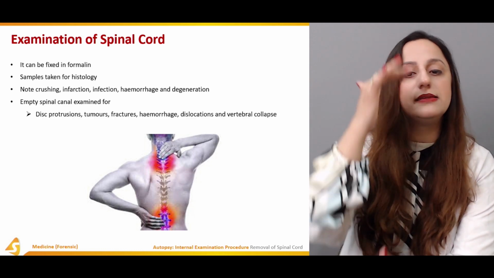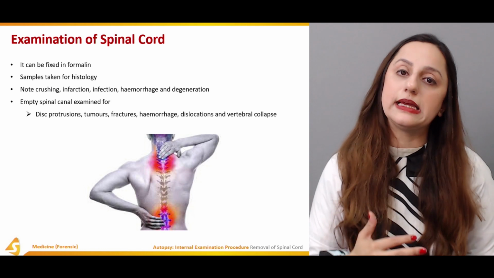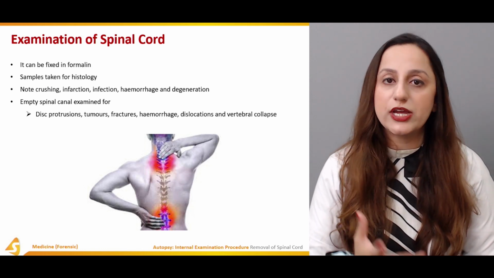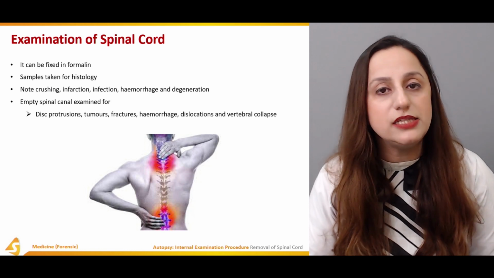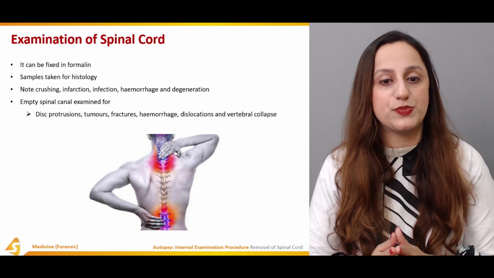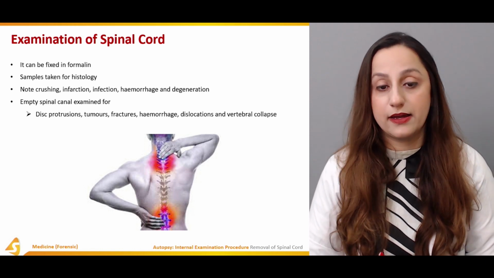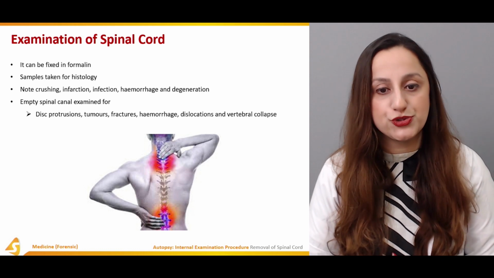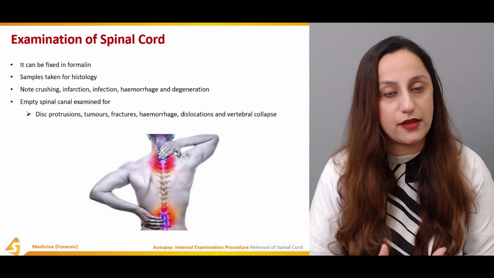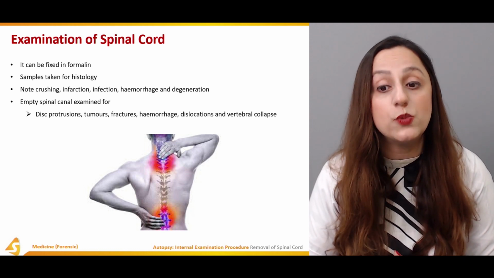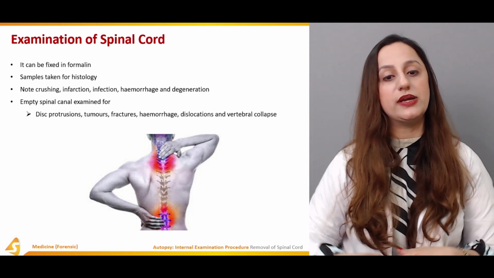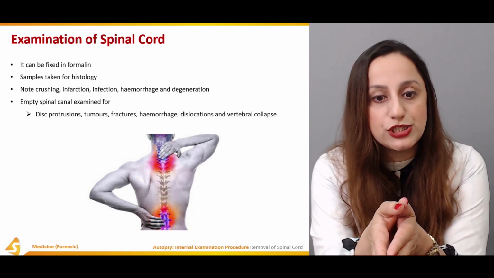Now, the crushing and the hemorrhage are basically seen when we are dealing with a case of any transportational injury. Infections can be found with anybody, and degeneration is usually noticed in old age people. Then the empty spinal canal is examined for disc protrusions, tumors, fractures, hemorrhages again, dislocations if there are any present, and vertebral collapse, of course. So this is very important when we are dealing with a spinal cord examination.